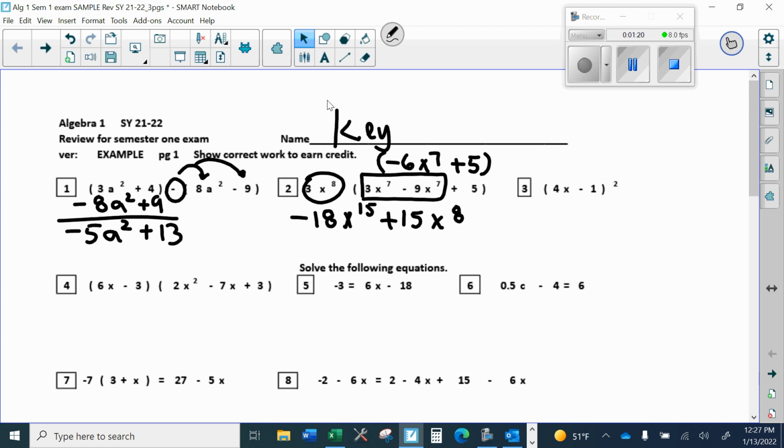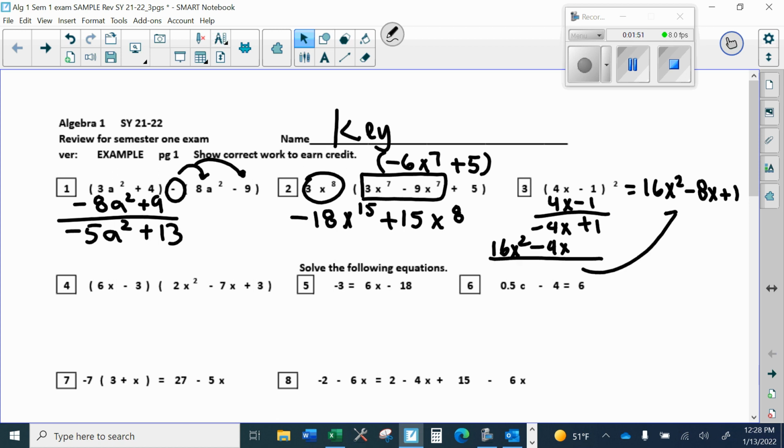Number 3, we can memorize the shortcut, which is square the first term, 16x squared. Multiply the two terms together, negative 4x, and double it, negative 8x, and then square the last term, plus 1. Or I can write out the 4x minus 1 underneath it and multiply it out this way, and I have plus 1 minus 4x minus 4x and 16x squared. And I add straight down and I get that same answer right there.